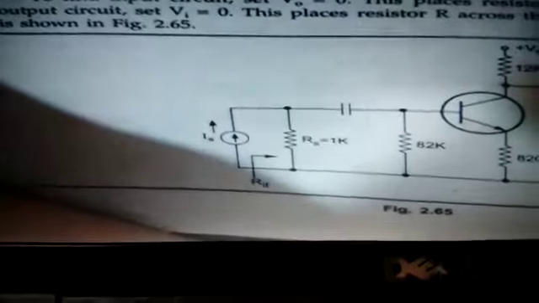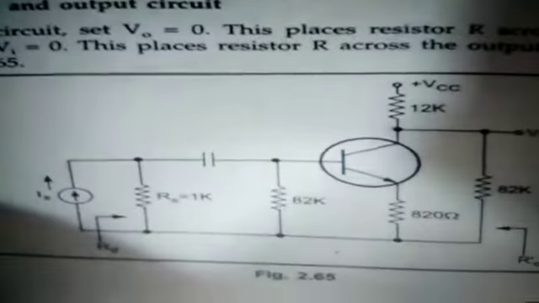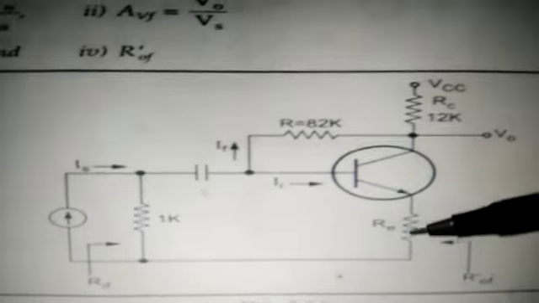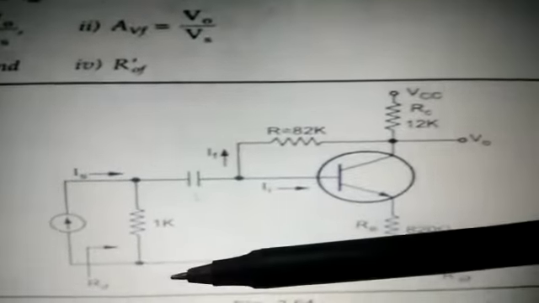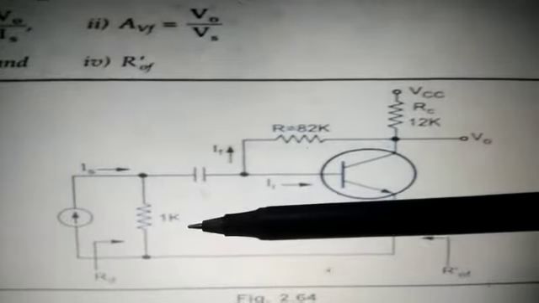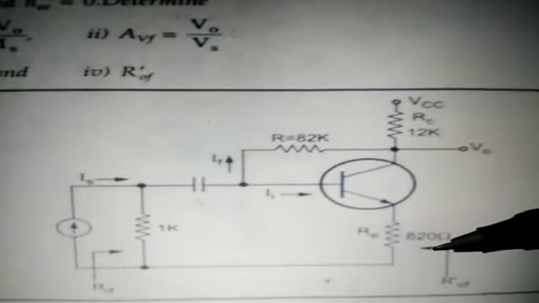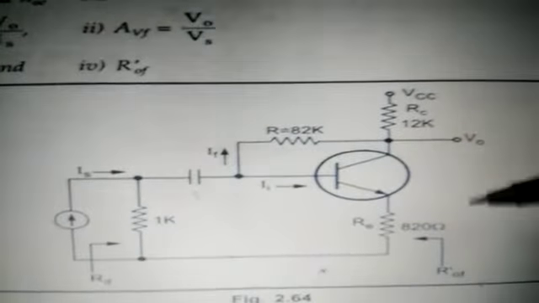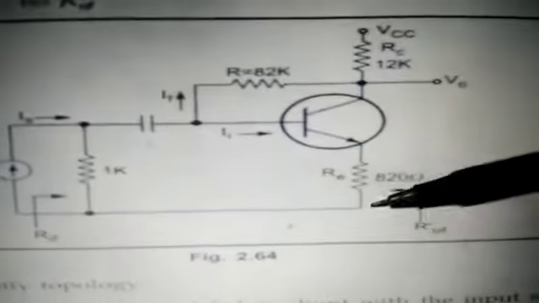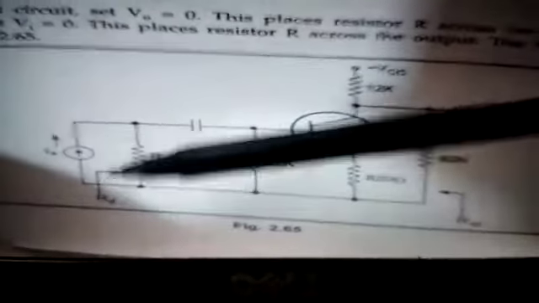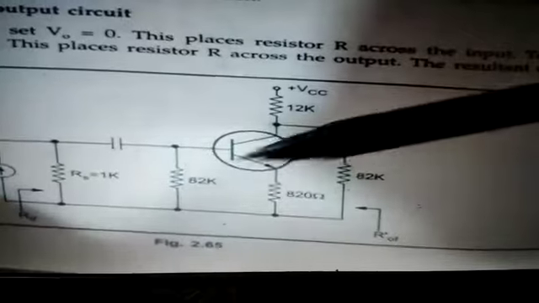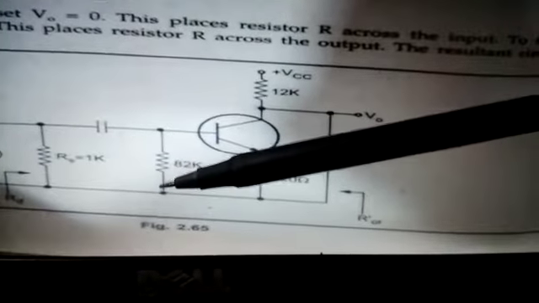You can see here, this resistance will be placed here at the input when we find the input circuit, and this resistance will be placed at the output also. This resistance will be placed at the output. So now go to this equivalent circuit. This is the current source, and this is 82 kilo ohm resistance from input side. It is placed here at the output side.